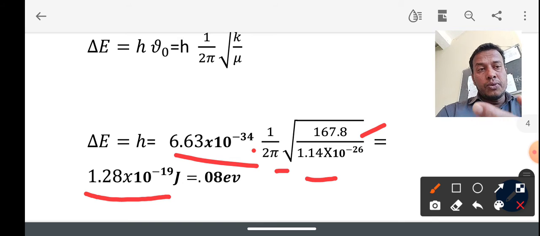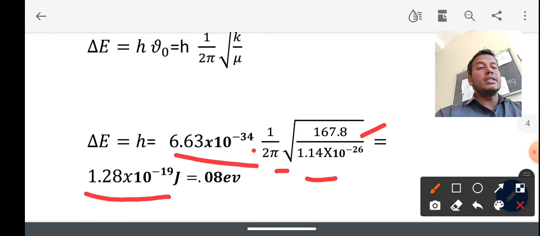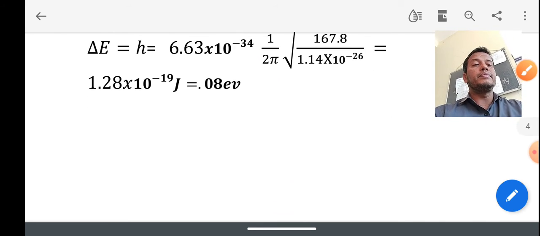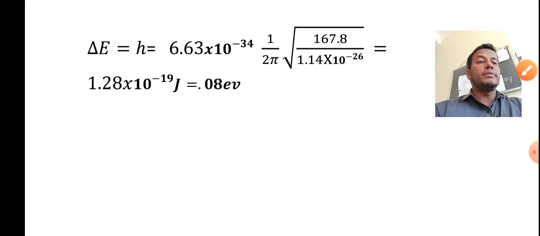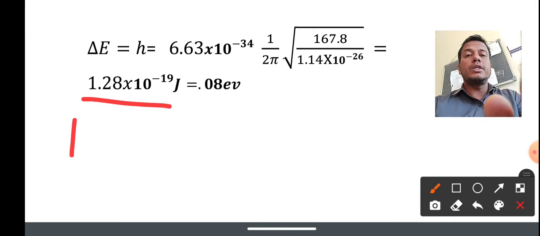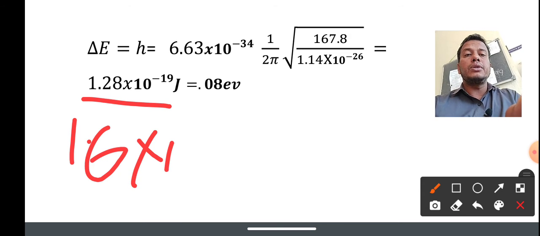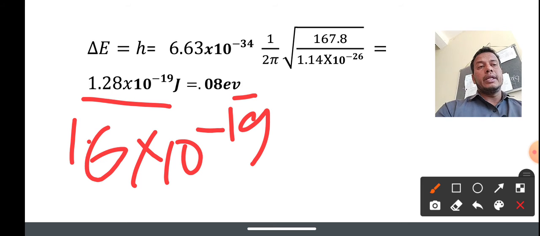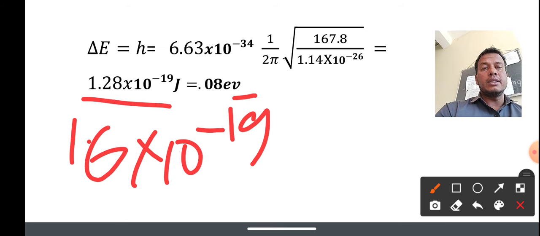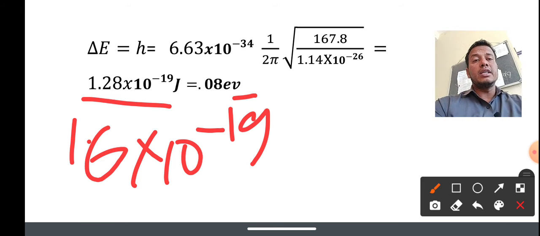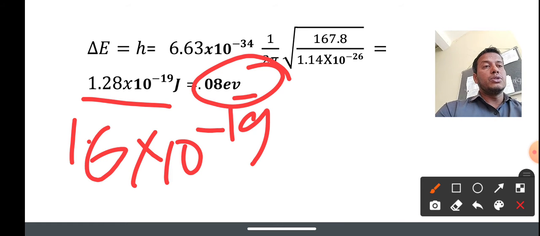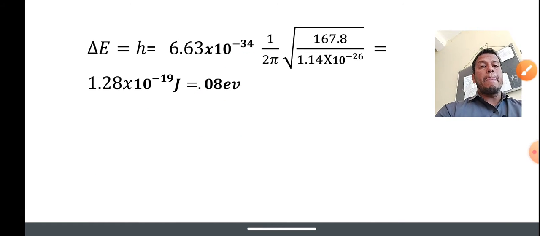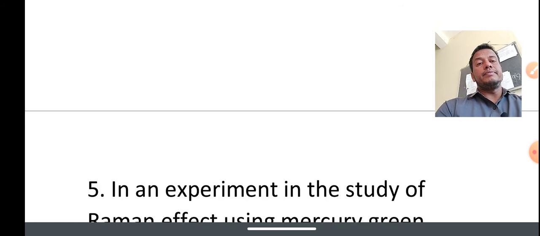To convert into eV, just divide this by 1.6 × 10^-19, the electron charge, to convert joules to electron volts. So you get 0.08 eV. So this is the answer for the spacing in carbon monoxide.